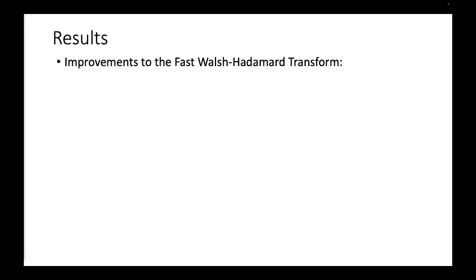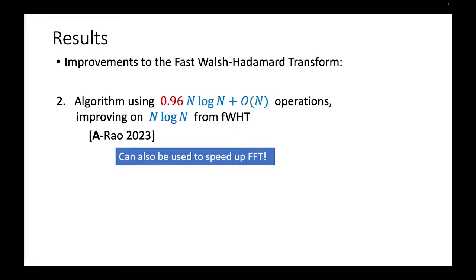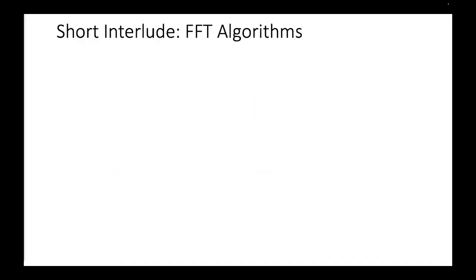And then the second one is when I don't care about the depth anymore, I'm going to give you a new algorithm that uses 0.96 times n log n plus order n operations. So improving the constant 1 I emphasized before to 0.96. I think this is particularly nice because the fast Walsh-Hadamard transform is such a simple algorithm that we can improve it at all. But one particular application I'll tell you about for one slide is that we can use this to speed up the more usual FFT algorithms also. So let me tell you just a tiny bit about that.